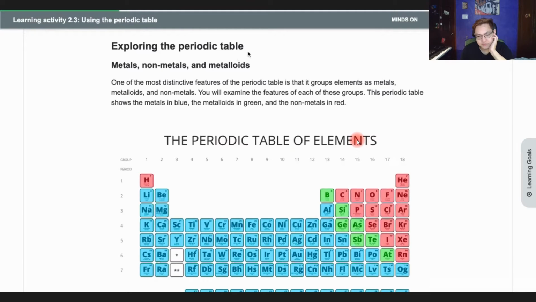Exploring the periodic table. One of the most distinctive features of the periodic table is that it groups elements as metals, metalloids and nonmetals. You will examine the features of each group. This periodic table shows the metals in blue, the metalloids in green, and nonmetals in red.